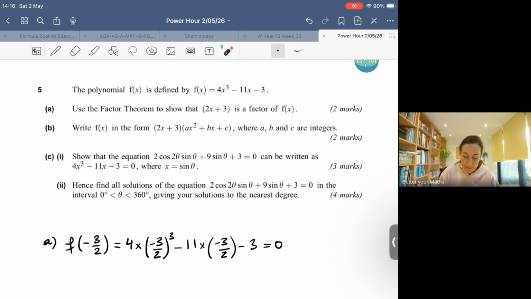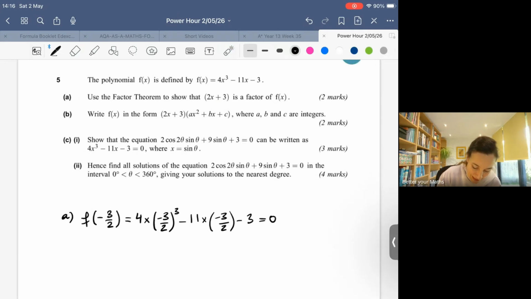So using the factor theorem, because this is 0, then 2x plus 3 is a factor of this. Yeah. Now, write f(x) in the form 2x plus 3 multiplied by something else. Can you all tell me in the chat what I'm going to do to get this something else, please? So in the chat, what I'm going to do to get that quadratic.